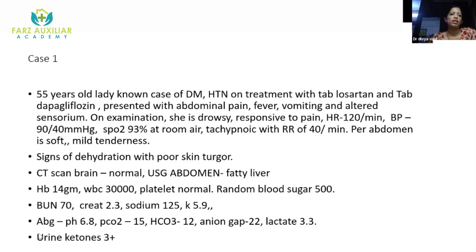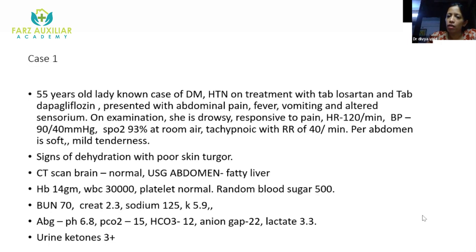So this is the first case, a 55-year-old lady who's a known case of diabetes and hypertension on treatment with tablet losartan and dapagliflozin, who has presented with abdominal pain, fever, vomiting, and altered sensorium. On examination, she's drowsy, responding only to pain. She's tachycardic, heart rate is 120, blood pressure is 90/40, she's hypotensive. Saturation is okay on room air.